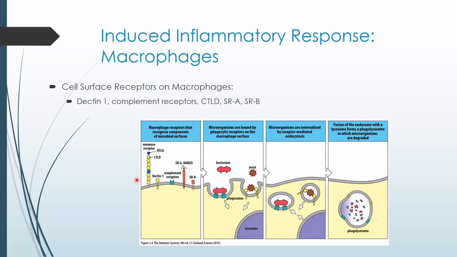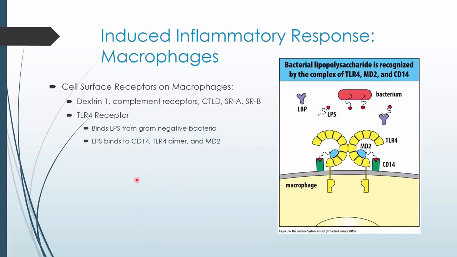So let's go back and talk about a couple more surface receptors. One surface receptor that is important that you should know and memorize is TLR4. This detects lipopolysaccharide, which is on the cell surface of a pathogen. And lipopolysaccharide binds to CD14, TLR4 dimers, and MD2. That complex is important to know. It will show up on exams later.